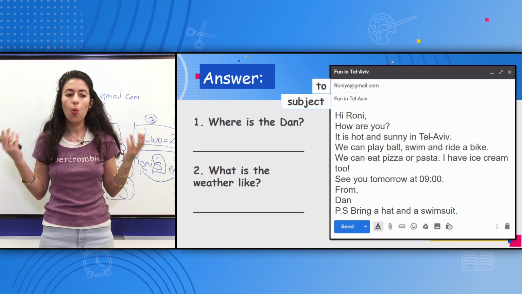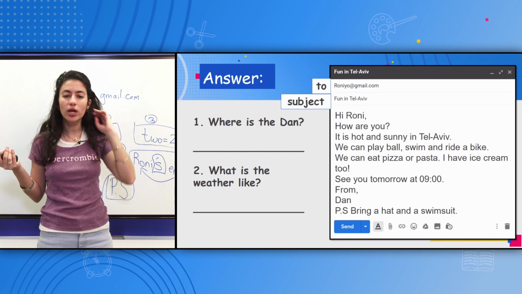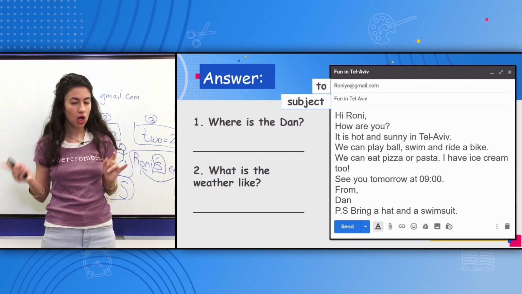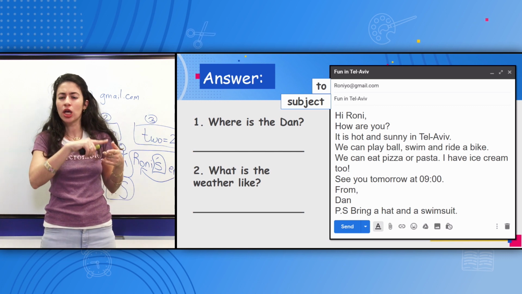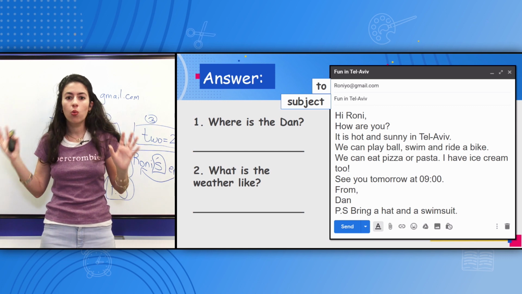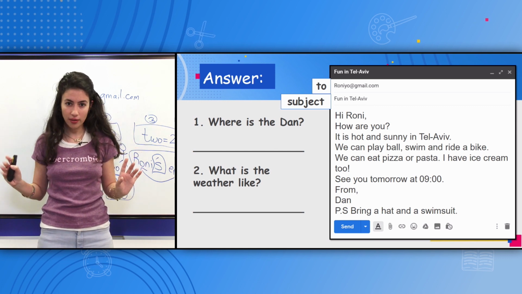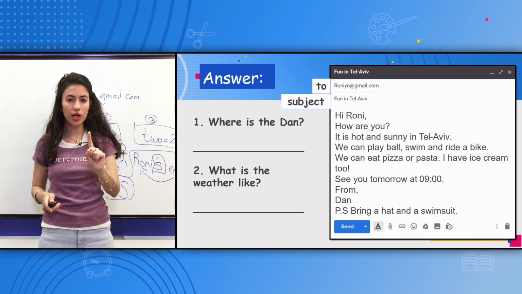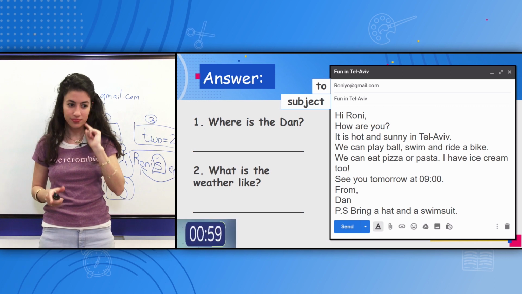Number 2, what is the weather like? What is weather? Do you remember? Cold, hot, sunny, windy, storm. What is the weather? Okay? I'm going to give you 1 minute for it. Think.